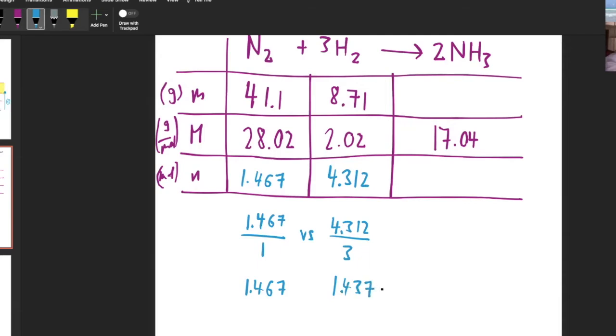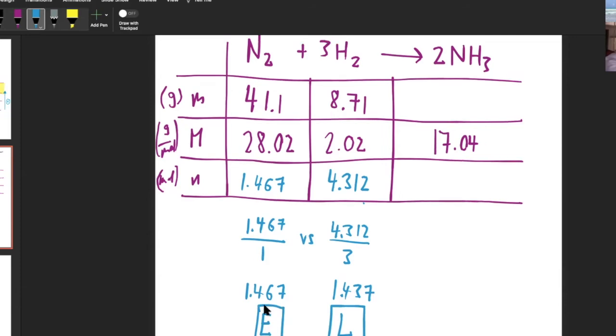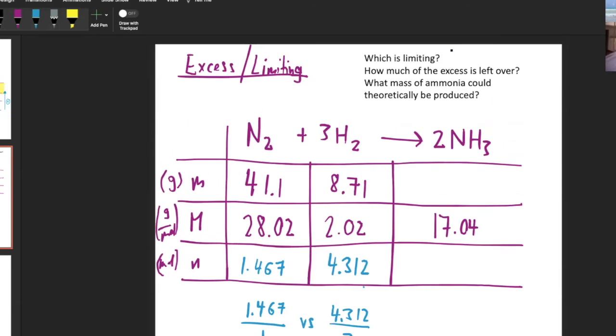Oh my goodness, see that? So I was wrong. You see how close it is? So hydrogen, you were right. Hydrogen was limiting, but not because of this number, it was because of this number. I just looked to see which number was bigger, but the bigger one is excess and the lower one is limiting. So back here, which is limiting?